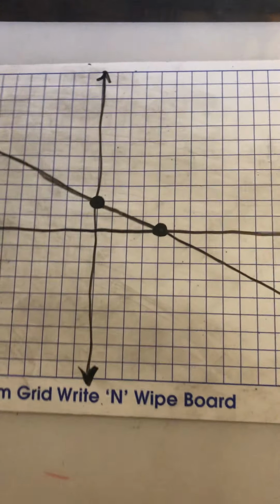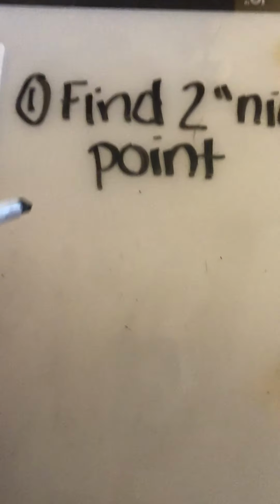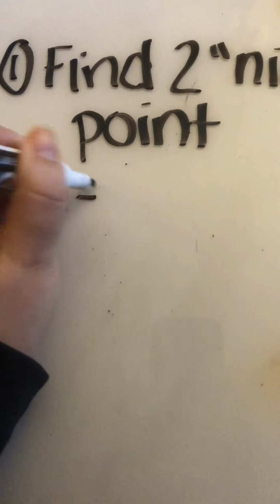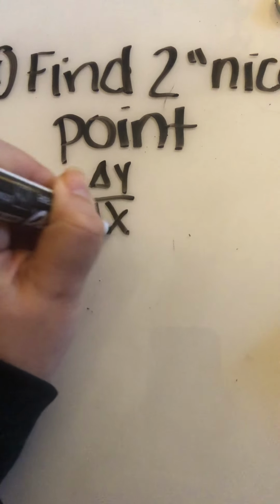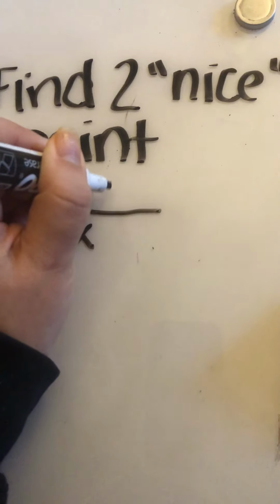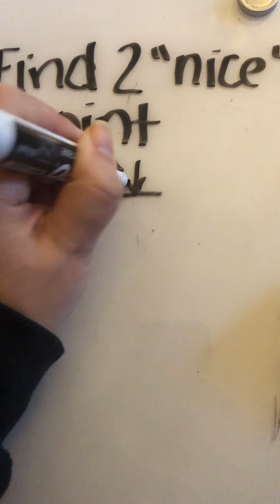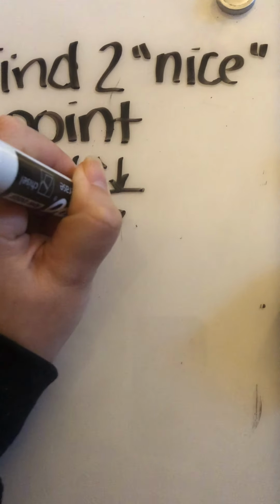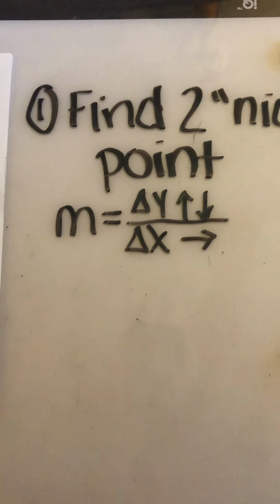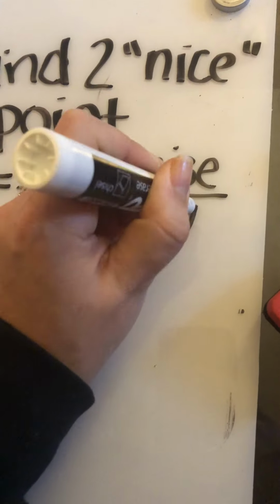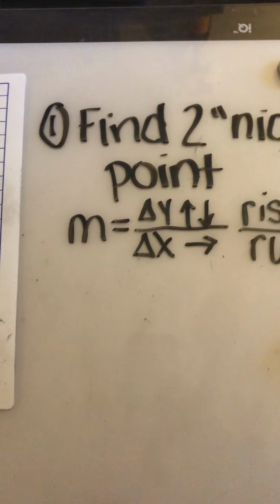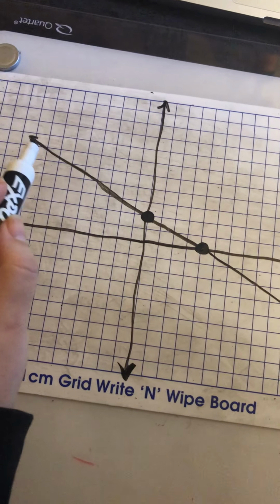Okay? So we find those 2 nice points to find our slope, which again is going to be the change in y over the change in x. And this is always whether you are going up or down, and then we always run to the right. Okay, if you guys remember, it was rise over run. Okay, so in this example, we always read our graphs from left to right.